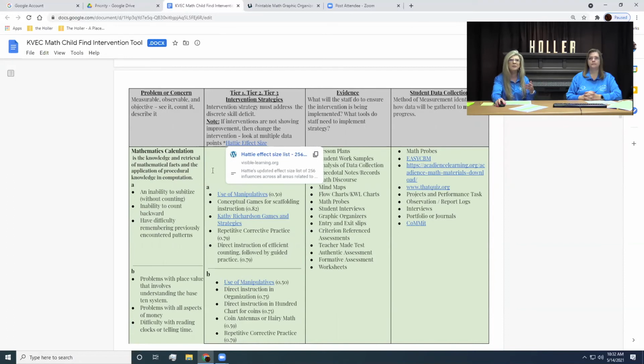Basically, a rule of thumb is that if it's 0.4 or higher, then it's an intervention that would be effective. Anything less than 0.4 would not be quite as effective. It would probably not be something that you would want to work with a child in either of these tiers.